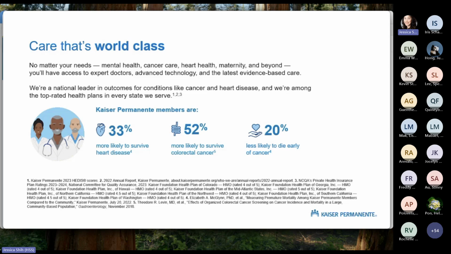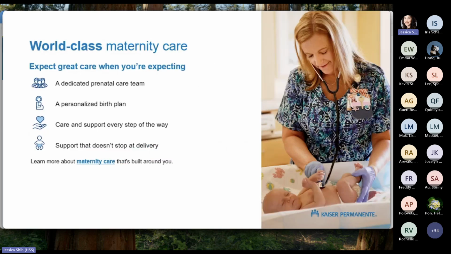Personalized maternity care makes having your baby with us a unique and special experience for you and your growing family. Your dedicated prenatal care team will help keep you and your baby healthy and empower you to make decisions. You can add a midwife to your team too. Create a personalized birth plan of how you envision your day, and we'll help you have the safe and positive experience you want starting with your first appointment.